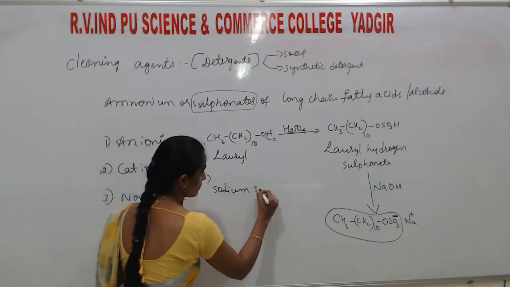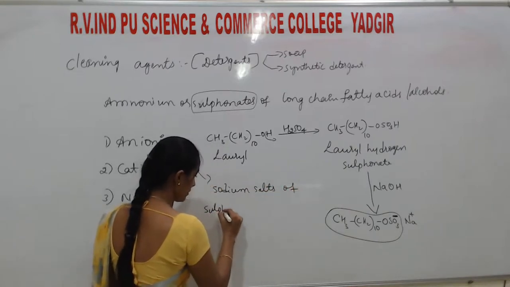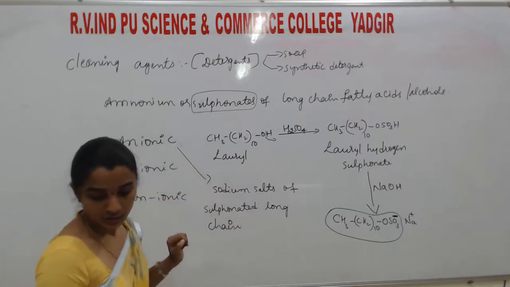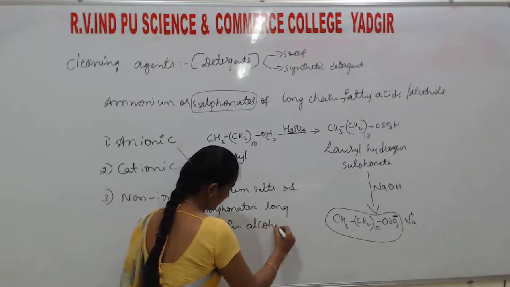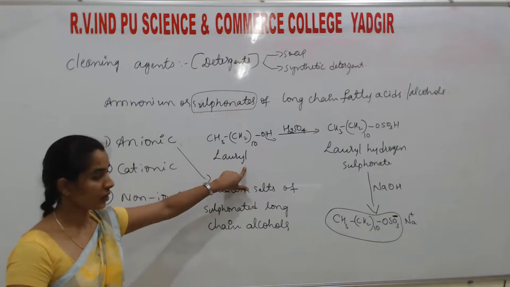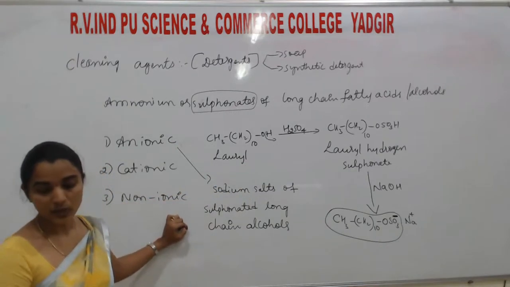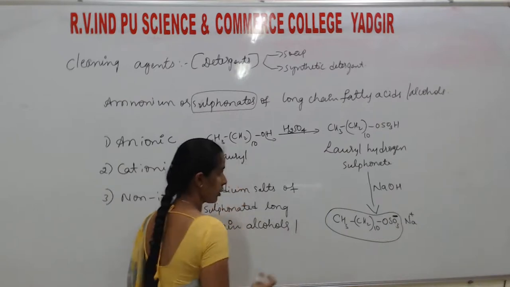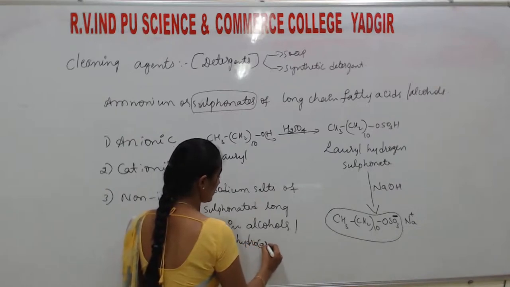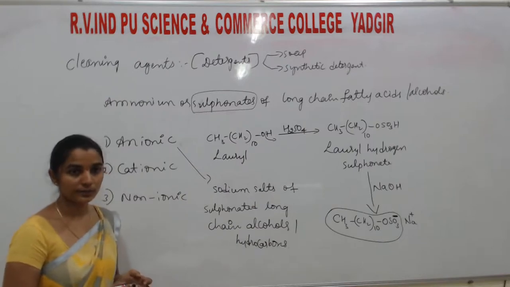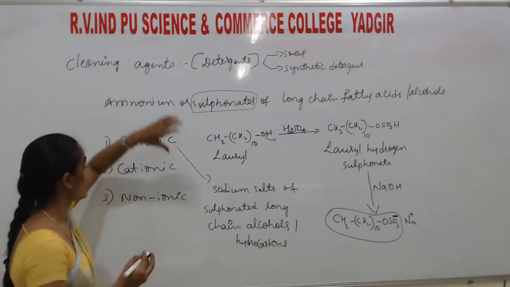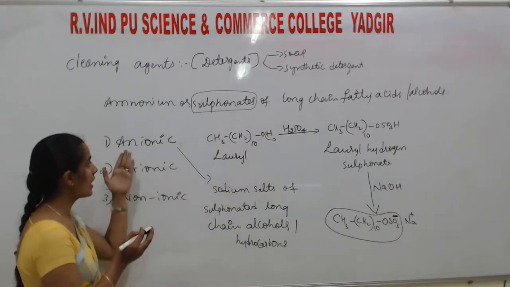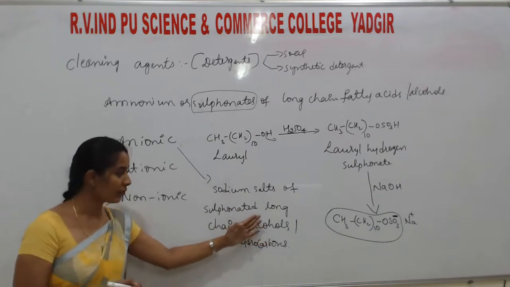Sodium salts of sulfonated long chain alcohols. This is made up of what? Alcohol. Okay? Sodium salts of sulfonated long chain alcohols are called anionic detergents. Instead of alcohols, you may take hydrocarbons. Hydrocarbons means fatty acids. Alcohols are hydrocarbons. Understood? So what are detergents? The general definition is ammonium or sulfonates of long chain fatty acids or alcohols. In that, specially, anionic means only the sodium salt of sulfonates and sulfonated long chain alcohols.